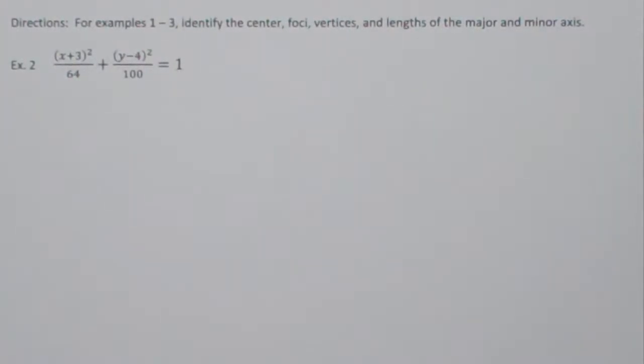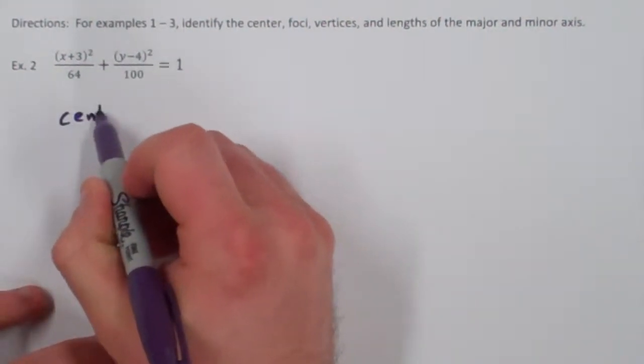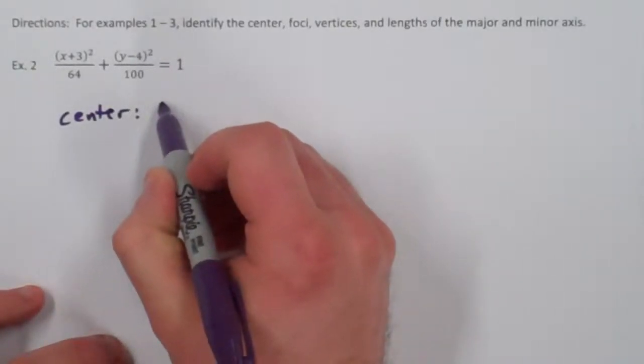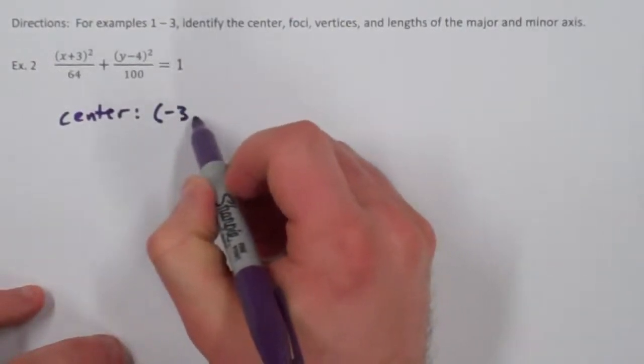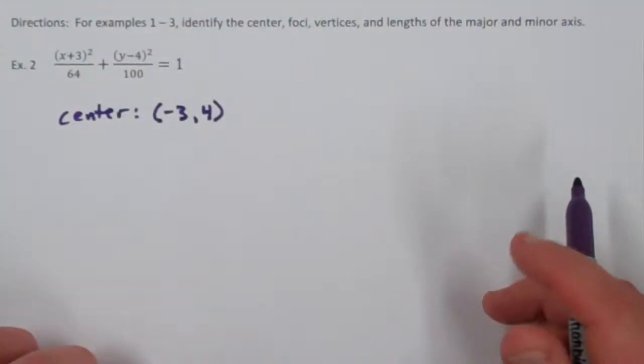Marching on here with example 2, we need to identify the center, foci, vertices, and the lengths of the major and the minor axes. We're going to go fairly quick through this one. If you need some extra help, check out that first example. So the center here for this guy is going to definitely be at -3, 4. Remember to do the opposite of the values that are there.